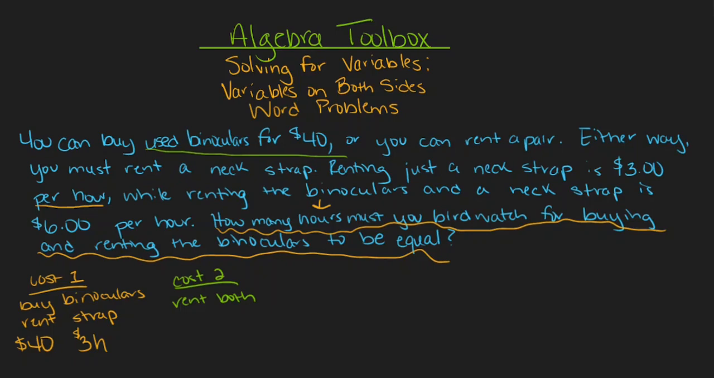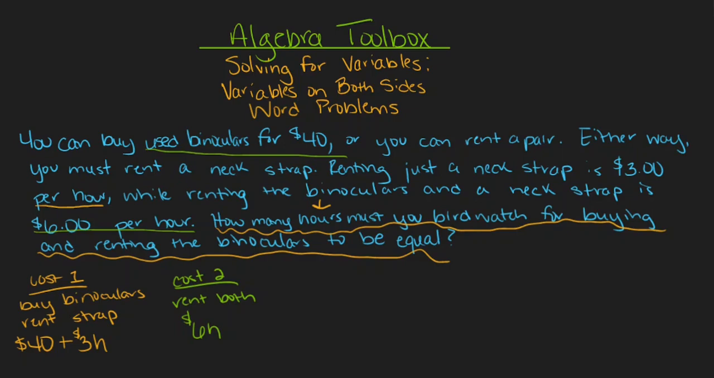These two costs together, the $40 for buying the used binoculars and the 3h for the neck strap, are going to give me the total cost for cost scenario one, as long as I bring them together, and I do that using addition. Then in my second scenario, I'm just renting both materials, and we learn that that is $6 per hour. We've already decided that this per hour means that I am multiplying the dollar value by however many hours I choose to use that equipment, and so I can represent cost scenario 2, where I rent both items, as 6h. Again, because we learned that renting both costs $6 per hour.